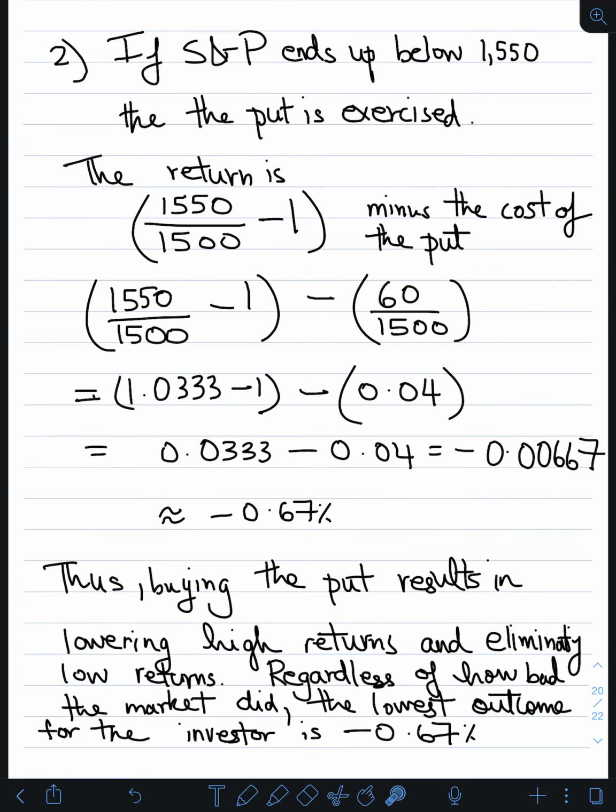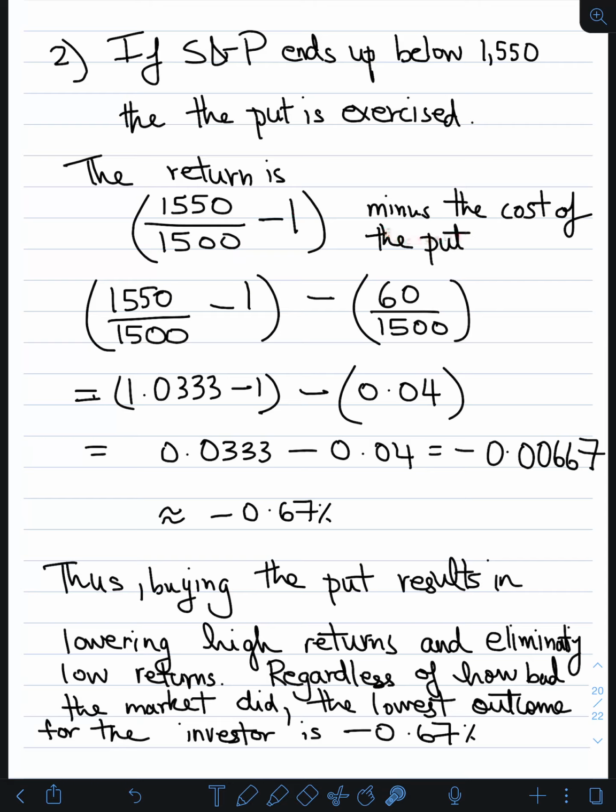Now, if the S&P 500 ends up below 1550, this is a situation when the put makes a profit. When the value of the underlying asset drops, the put is exercised for whatever value it has. So what then would be our value? The return then is going to be 1550 over 1500 minus 1. So this is the return using the index, minus 1, minus the cost of the put.